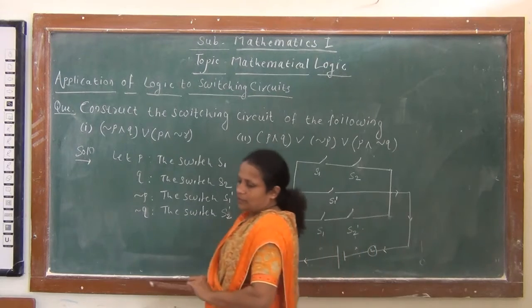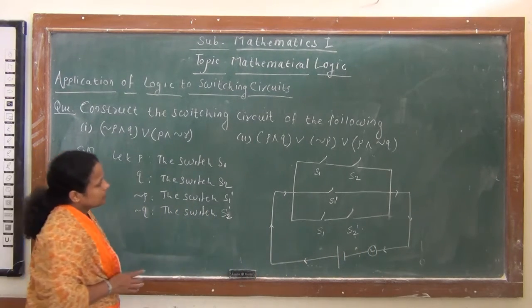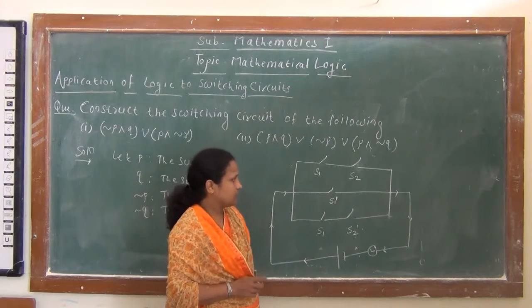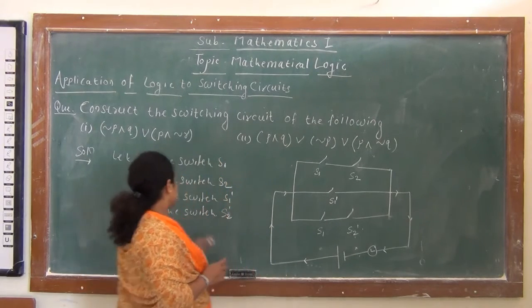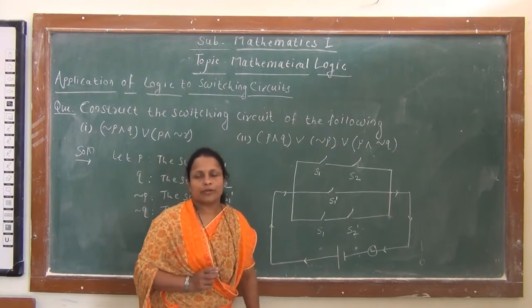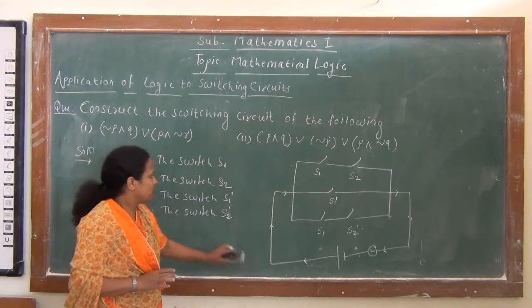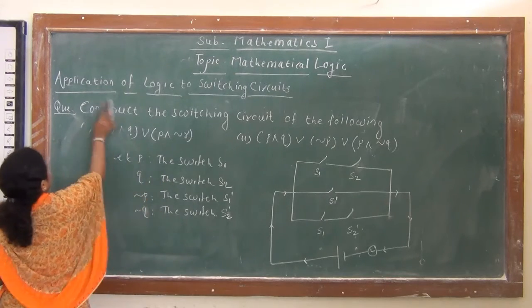So this is our symbolic form to switching circuit. Again, this state carries 1 mark and this circuit carries 2 marks for a 3-mark question. This is the second type. Now we have to solve another type.